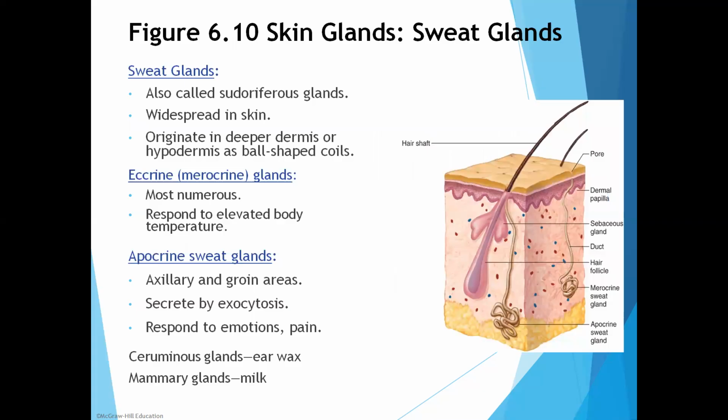All right, now thinking about sweat glands. So we talked about sebaceous glands that help with the production of sebum. Now we have sweat glands, and sweat glands are also called sudoriferous glands. I don't usually refer to them as sudoriferous glands, but they are. You will find them all over the skin, and we have different types of sweat glands.